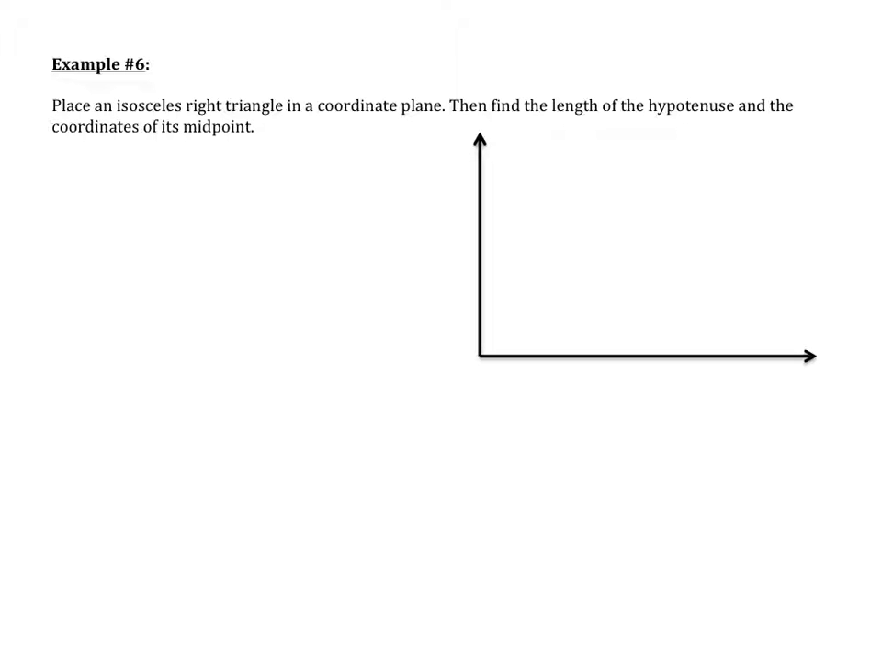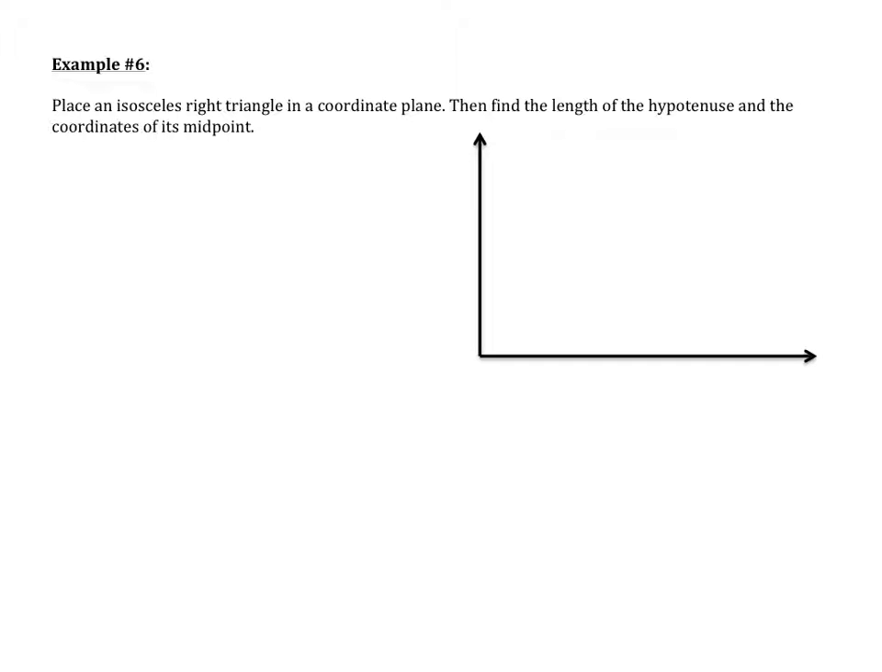To me, it makes sense to place it in the coordinate plane so that the right angle would be right here in the first quadrant. So the isosceles part would be that I have a congruent segment this way to a congruent segment this way, and then I'll connect the two for the hypotenuse. And since I'm placing it wherever I want, I can call the points anything that I want.